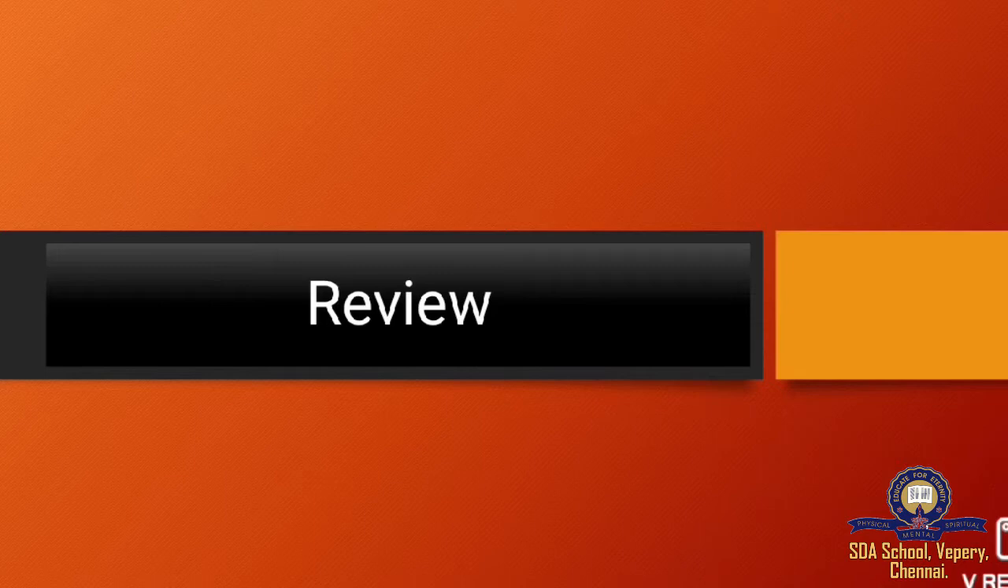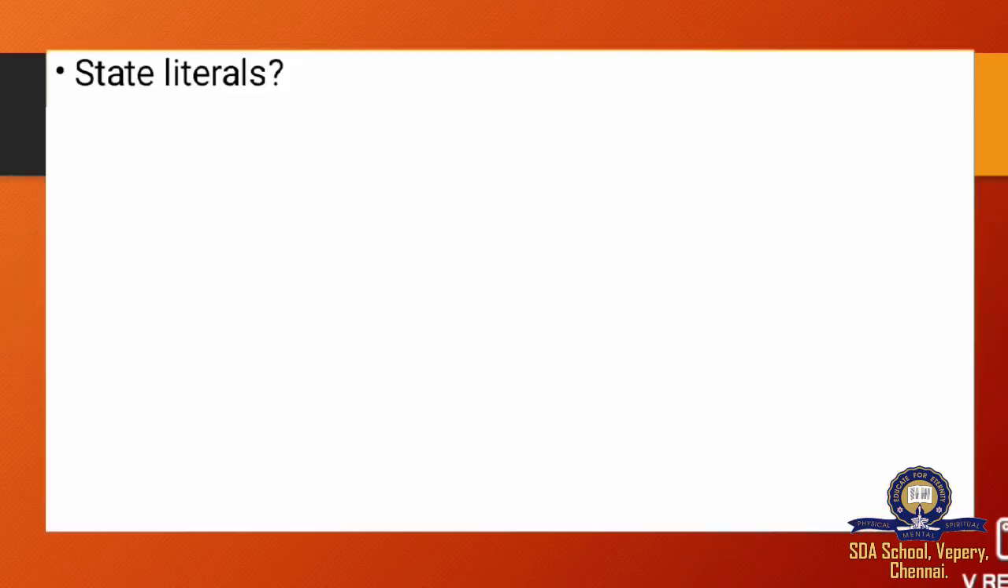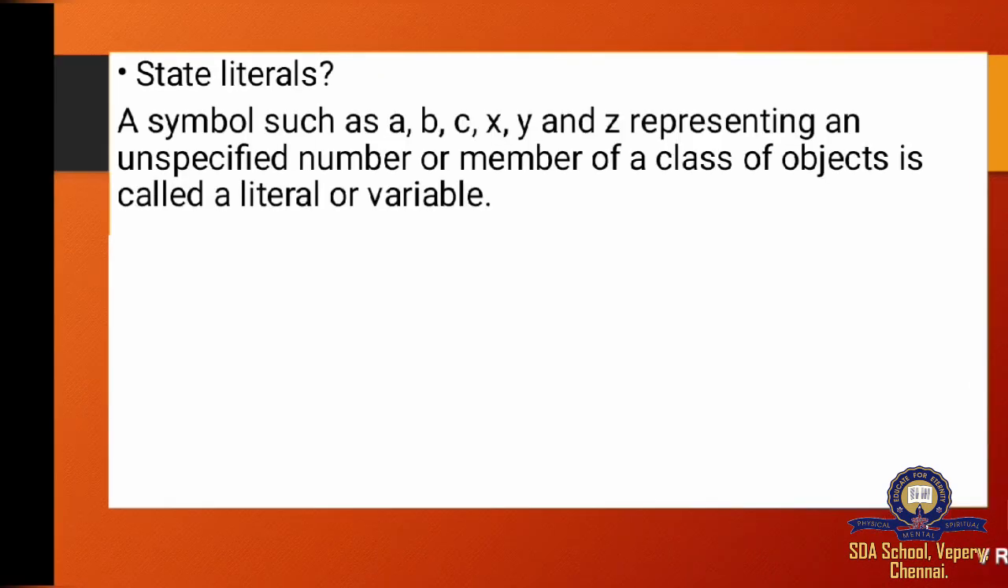Okay, let's make a quick recap. Can anyone state literal? Yes, a literal is nothing but variables such as a, b, c, x, y, and z representing an unspecified number or a member of a class of objects.